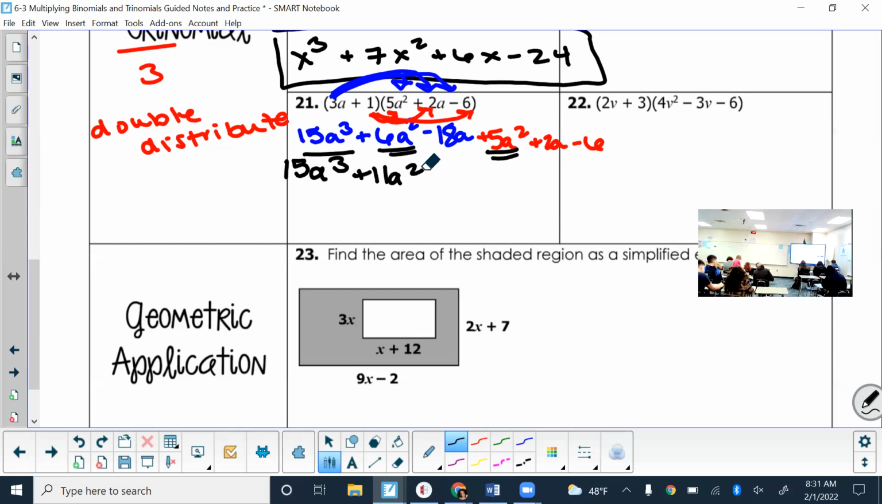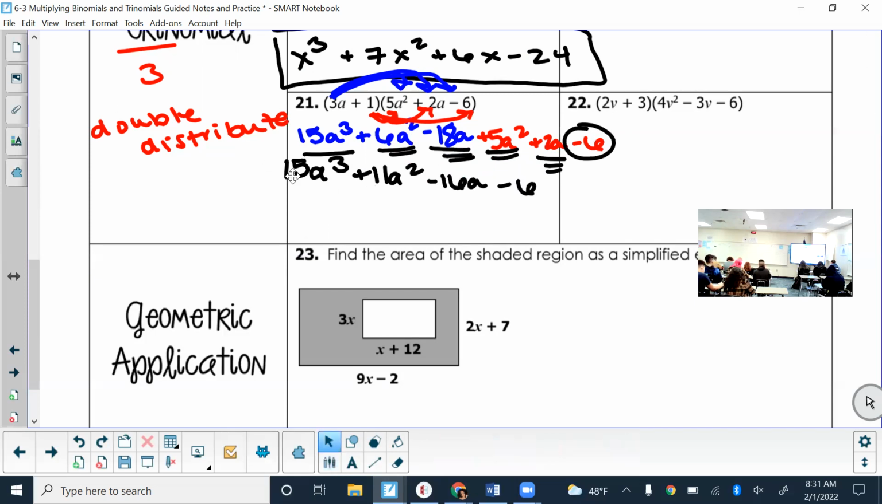Good. Next we would look at the a terms. Can anything combine with that one? And what's negative 18a plus 2a? Good. And then only one thing remains, it's that constant. Those always get written last.